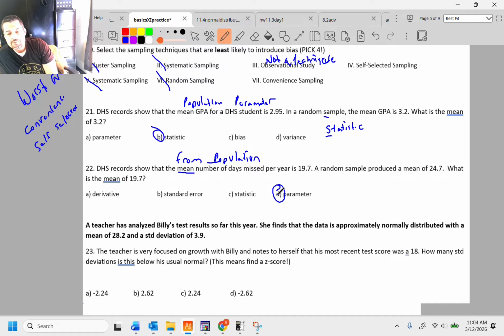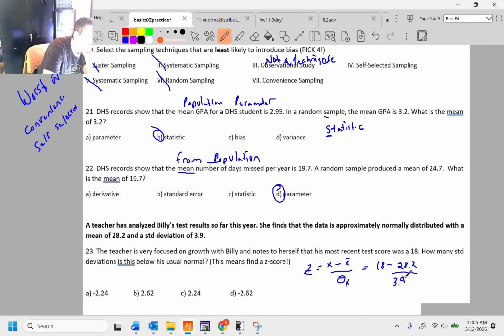A math teacher has analyzed Billy's test results so far this year. She finds the data is approximately normally distributed with a mean of 28.2 and a standard deviation of 3.9. The teacher is very focused on growth of Billy and notes to herself that his most recent test score was an 18. How many standard deviations is this below his usual normal? So this means find a z-score. Now a z-score is x, which is the data value you have, minus x bar, which is the mean, all over sigma, the standard deviation. So his current score is an 18. His average score so far has been 28.2, and that sits over the standard deviation of 3.9. And then you go and you push some buttons.